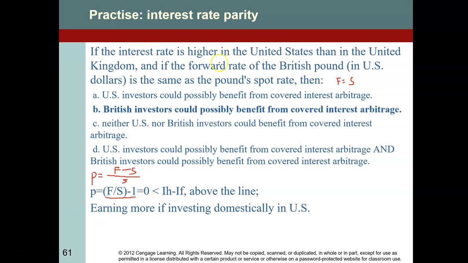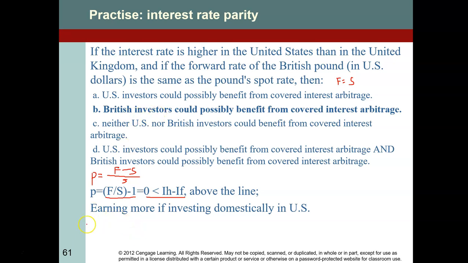And IH, the home interest rate in the US, is higher than the foreign interest rate in the UK. So IH minus IF is larger than 0, and IH minus IF is larger than P. We don't have interest rate parity here. British investors can definitely benefit from covered interest arbitrage, because there is a higher interest rate in the US. And this point where P is smaller than IH minus IF is to the left-hand side or above the IRP line.